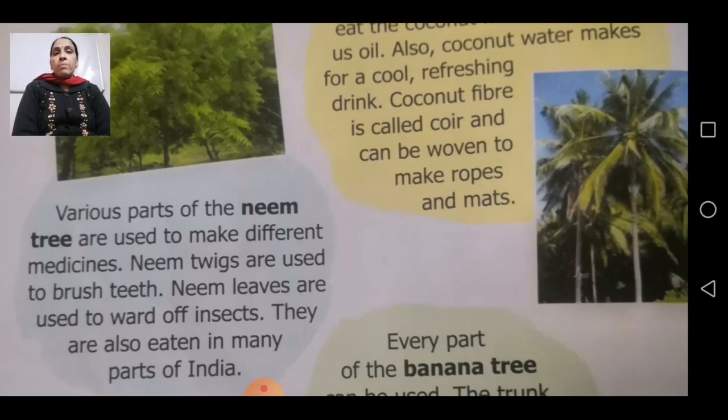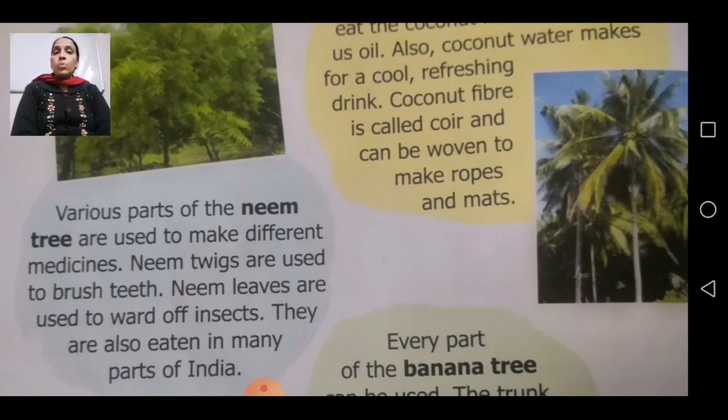Even neem leaf, we keep it in rice, wheat, or whatever we want to store. If we keep these neem leaves in it, it will not be attacked by any microorganism or insects. So that is again an important use of neem leaves. That is a part of the neem tree.